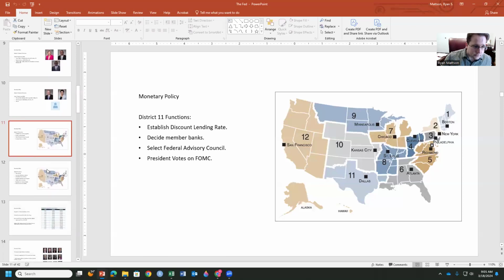So, all right. What does District 11 do for us? Well, they establish the discount lending rates. If Amarillo National Bank needs an emergency loan, the Dallas Fed is going to provide it, and District 11 will determine that discount lending rate. But also District 11 will decide the member banks, who is going to be included in the ownership of the Federal Reserve. So if Amarillo National Bank wants to be within the Fed system and get access to any potential stimulus or discount lending, then they have to play by the rules of the Fed, because District 11 is going to decide whether they're included in that or not.